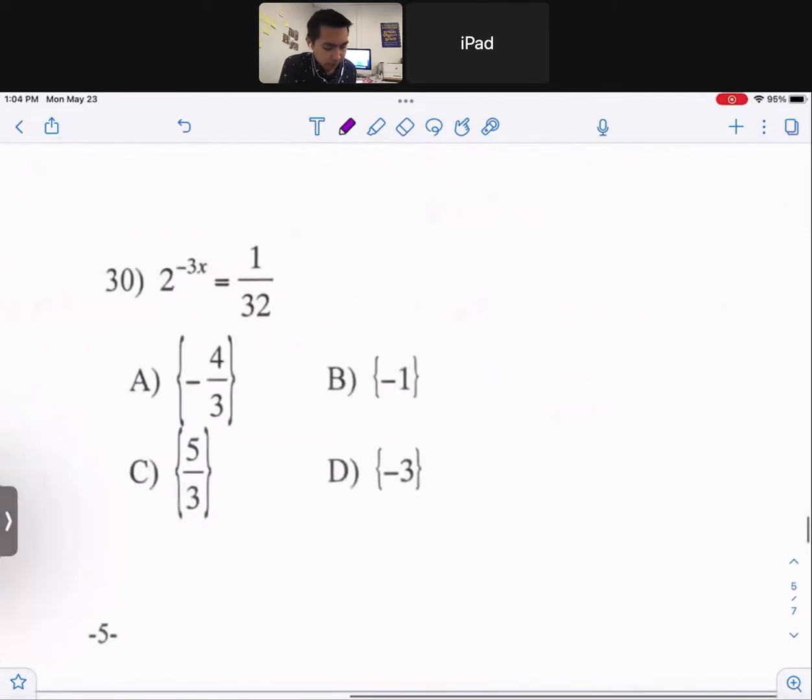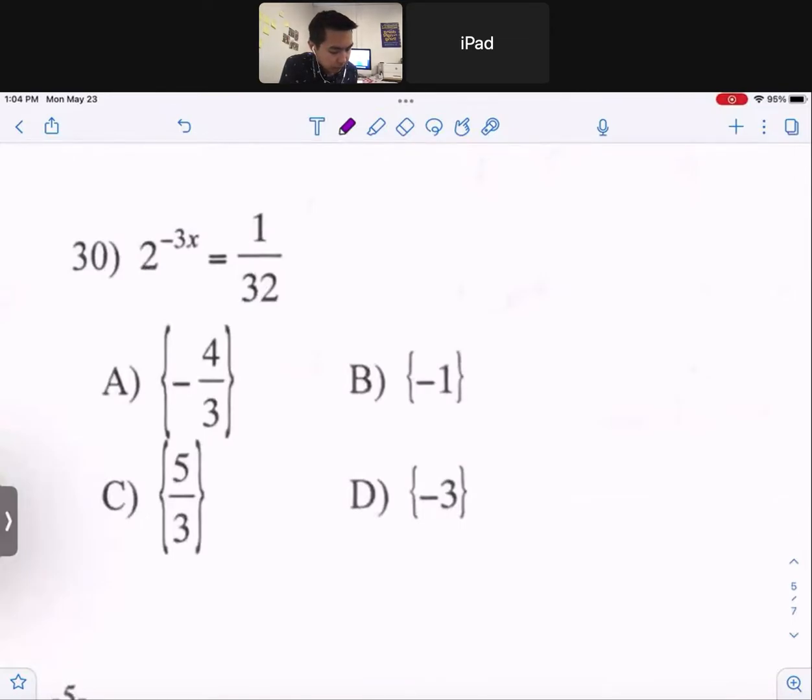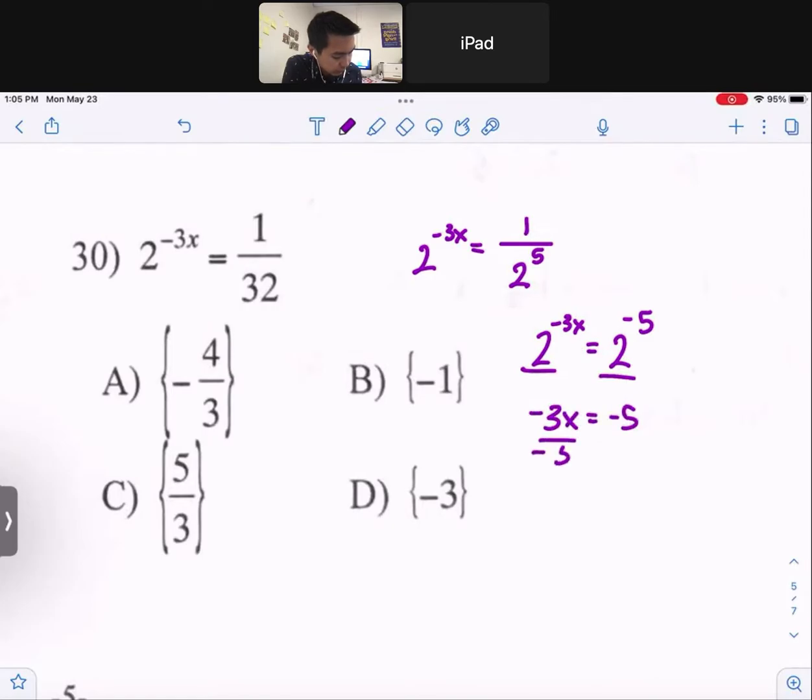Okay, so again, number 30. To solve, we need to get both of these to be the same common base. So 2 to the negative 3x equals 1 over 2 to the 5th. 2 to the 5th is 32. Now remember to put this not as a fraction and put 2 to the 5th to the top. That's 2 to the negative 3x equals 2 to the 5th, but this exponent now becomes the opposite, negative. And now that the bases are the same, we set the exponents equal to each other and solve for x. x equals positive 5/3, which is C.